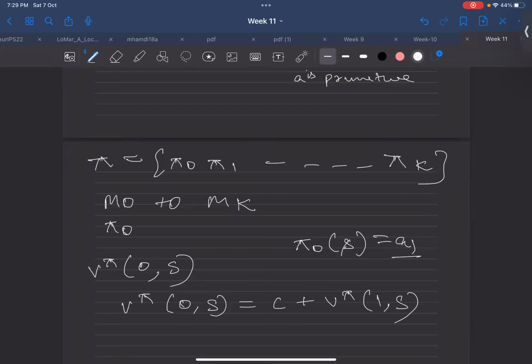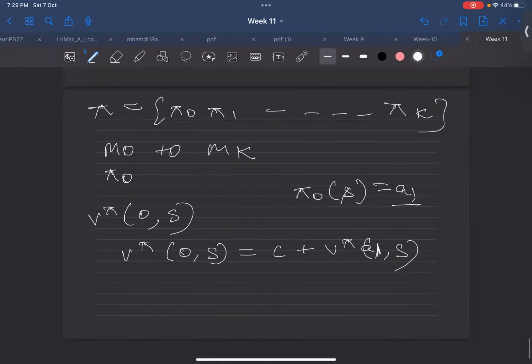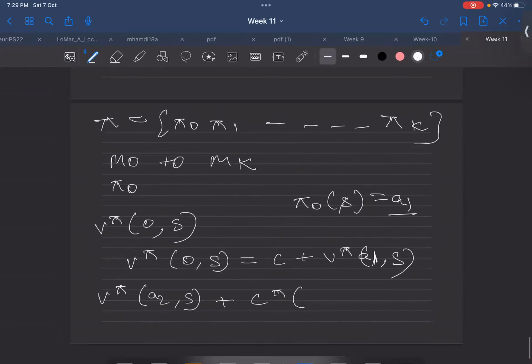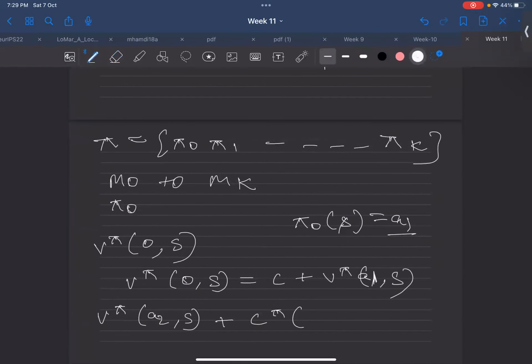Is it like this? Yes. And then A1, V pi, A1S might call A2S. So that is what is happening. V pi, I can say A2S plus C pi. I'll write the whole thing till C pi, till we hit a primitive action, and then we return.